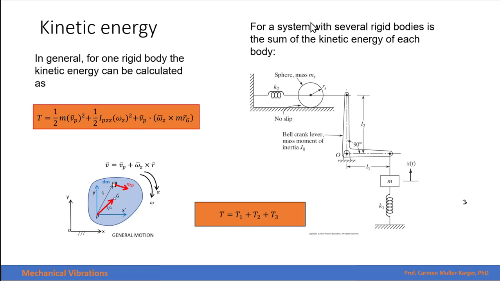For example, here we have two masses connected by an L-shaped device, and it's fixed over here. So if these three have mass, but they are connected with a rigid weightless link, even though we have three masses, we have only 1 degree of freedom. So the total kinetic energy of this system will be equal to the kinetic energy of the first sphere, the kinetic energy of this L-shaped device, and the kinetic energy of this mass over here.